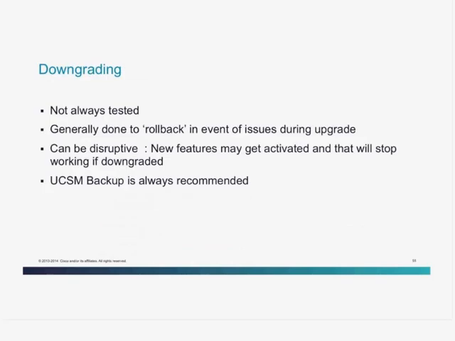Now, sometimes we need to downgrade. Generally, downgrading is done if we are doing an upgrade and something has not worked, some issue has come up. This operation is not always tested and it can be disruptive because new features may have got activated in the new release, and if we downgrade, they may stop working. So always consider what you're downgrading to, and make sure that you have all the information that is required. A UCSM backup is always recommended in case we need to downgrade and restore from the backup.